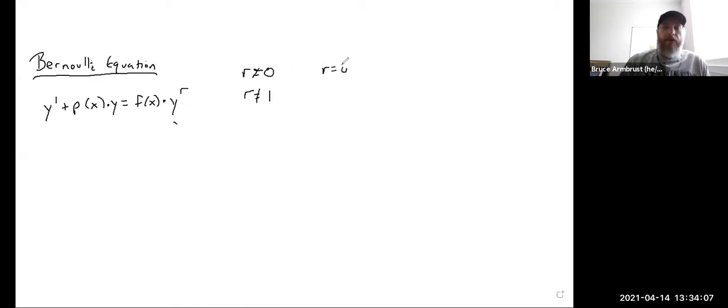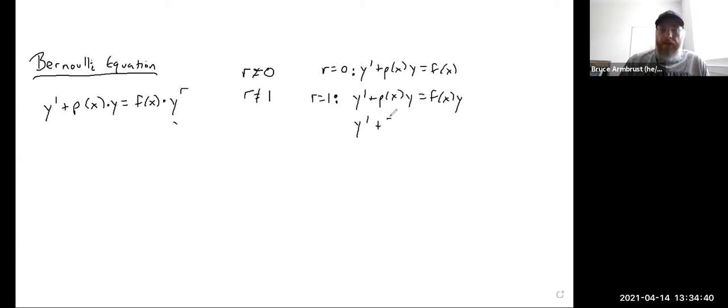If r equals 0, what this form turns out to be is y prime plus p of x times y equals f of x. And that's just a linear first order non-homogeneous, so we don't need to reinvent the wheel. We already know how to solve those. Similarly, if r is equal to 1, that looks like this. And this one, if you just do a little bit of algebra, a real little bit, just move the f of x guy over here.